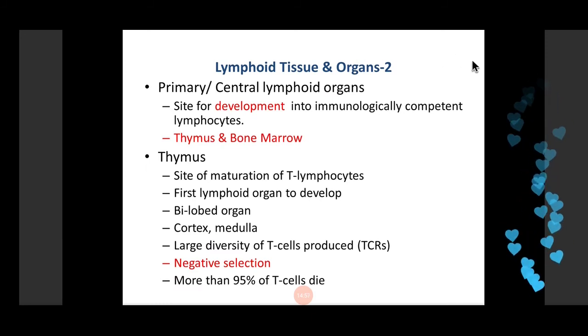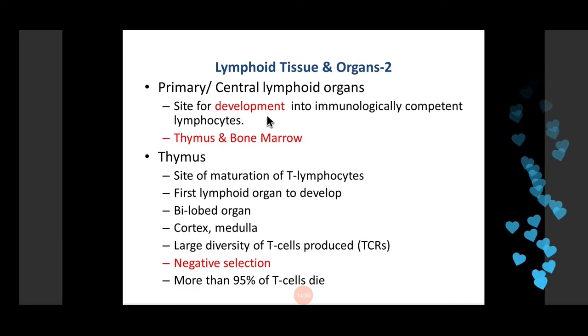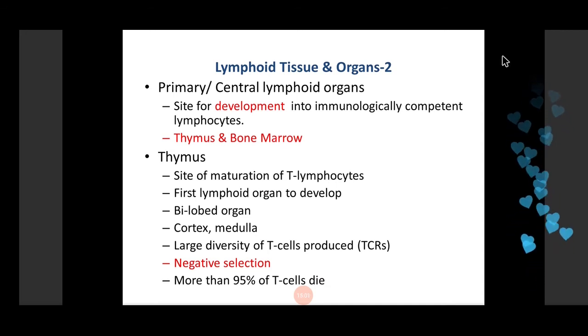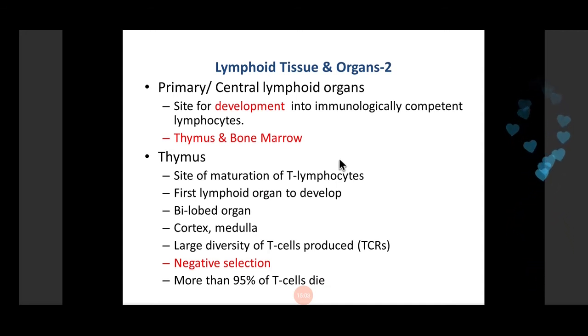A primary or central lymphoid organ is the site where the lymphocytes develop. They are immature, and they develop in these organs, and then they go out into the secondary lymphoid organ to interact with the antigen. There are only two central or primary lymphoid organs that you all have to remember: the thymus and the bone marrow, and we'll discuss these two.